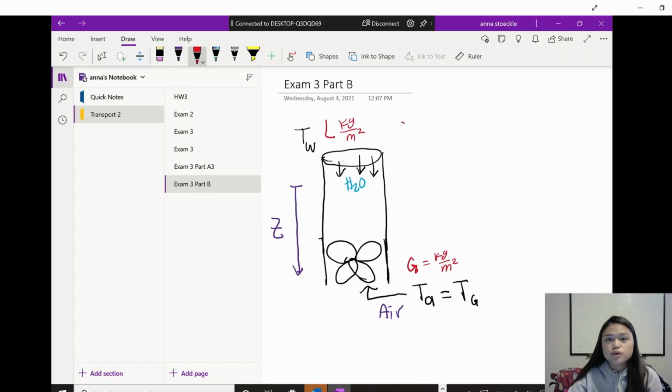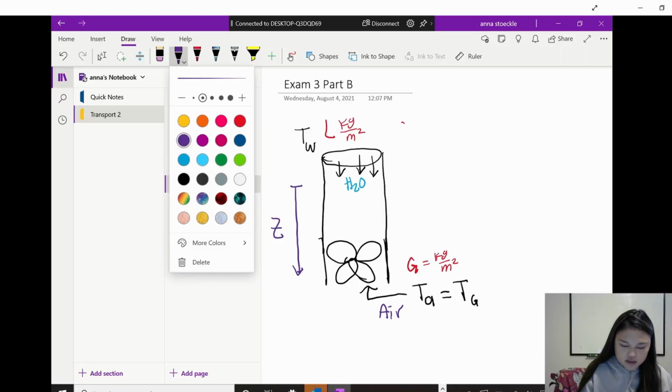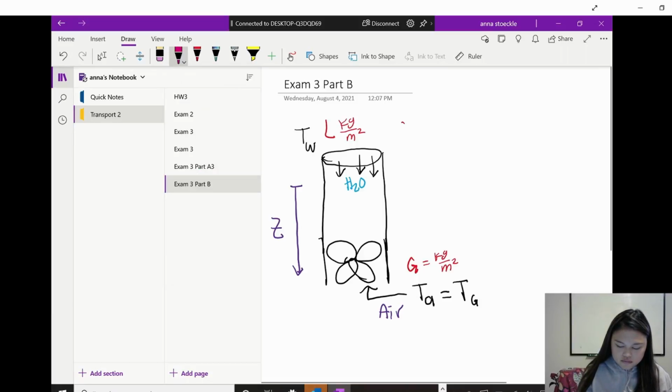Okay, and then we want to plot the temperature of the water, the temperature of the air, and the mole fraction of water vapor in the air with respect to this distance z down the column. What we want to look at here is just a specific area of the column. Let's use this color. So let's say we're looking at this section of the column.